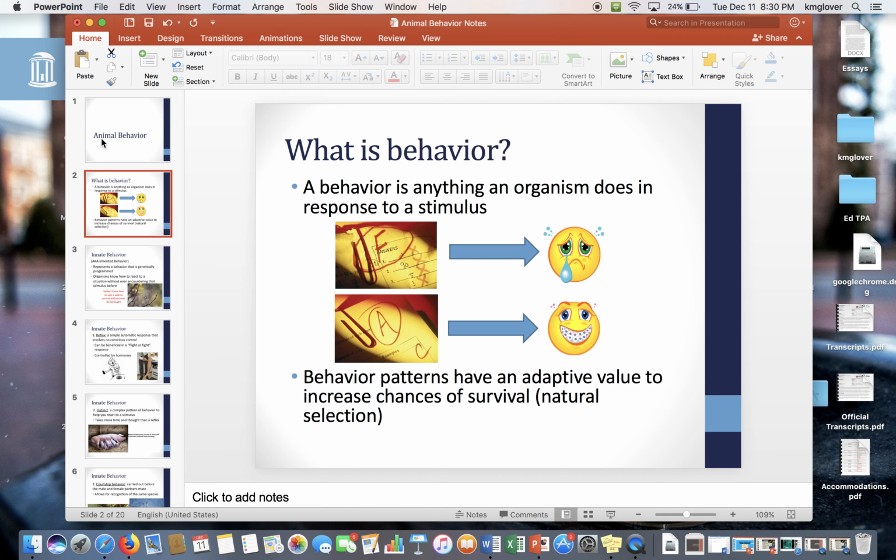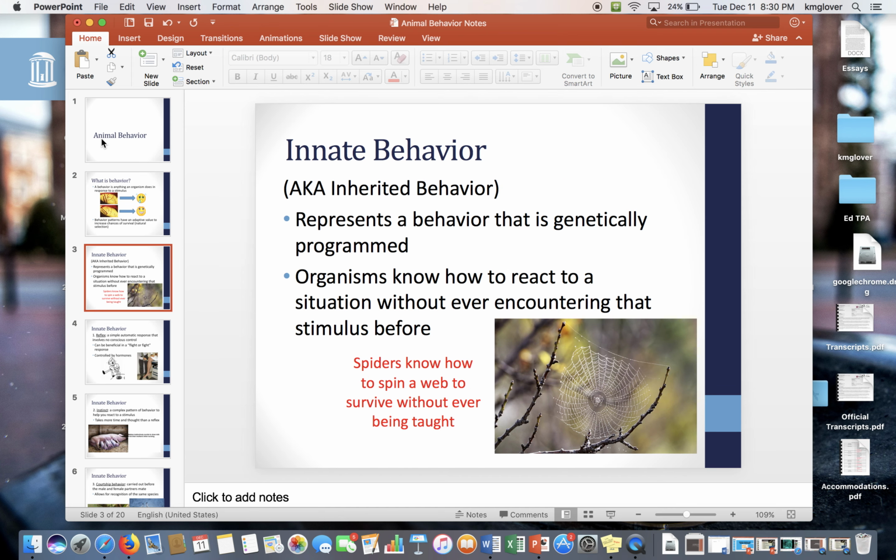Okay, now we have 2 types of behaviors. Number 1 is innate, and you know what innate means. It's something you are born with or you are genetically programmed to do. So that's number 1 on your sheet. Number 2 is a learned behavior, and obviously if something is learned, it's something you were taught or something you've gained through experiences that you've had in your life.